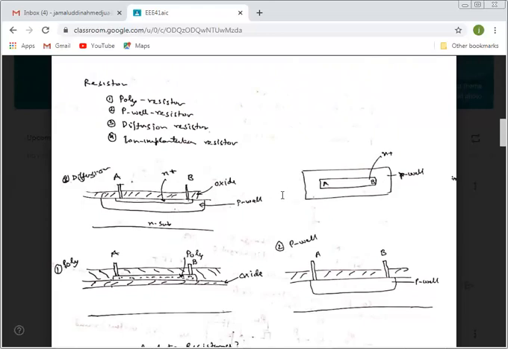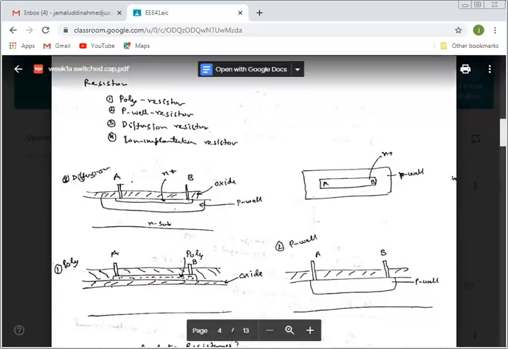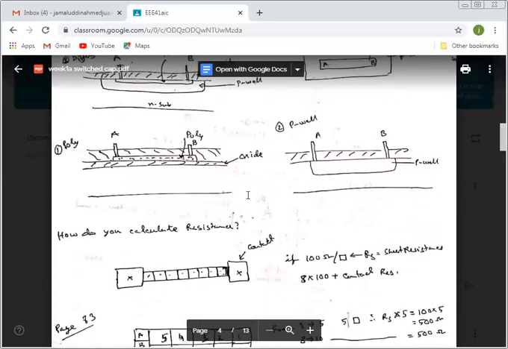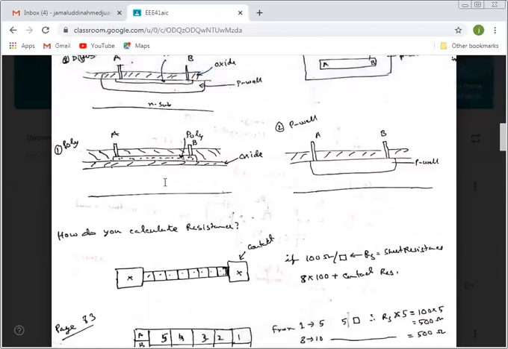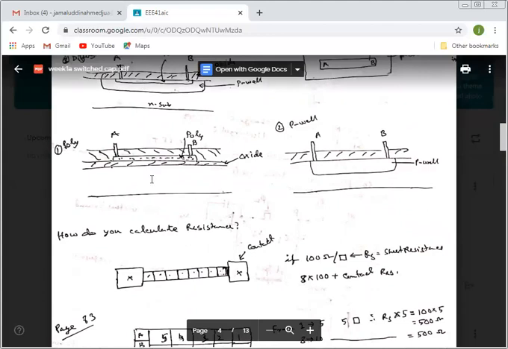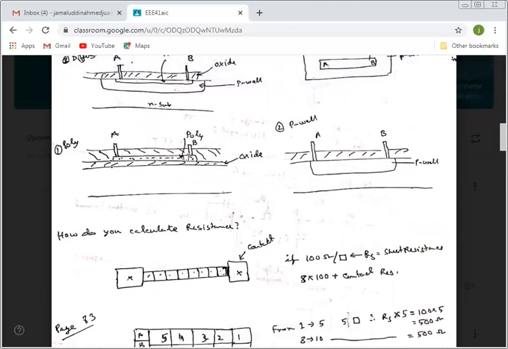And in the top view it is like this. In the POL we make a long thin layer of n plus diffusion, and this acts as the resistance. Similarly with the poly, so instead of the place where we did the diffusion, we can make a polysilicon layer on top of a layer of oxide.